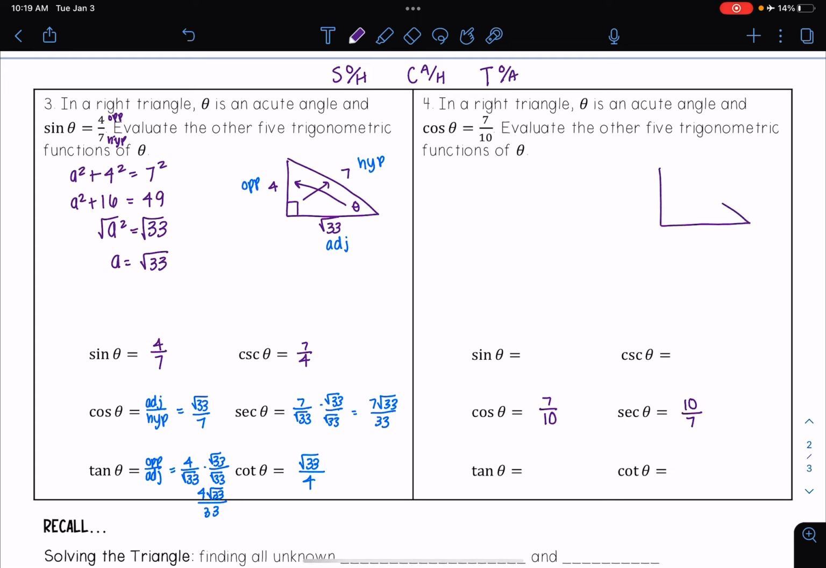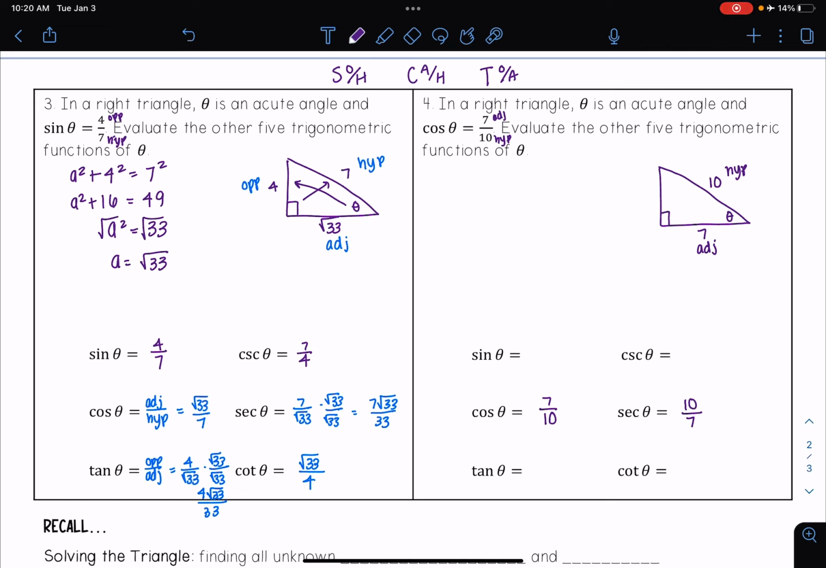Now I'm going to draw a picture so I can visually see my 3 sides. Cosine, I know from SOHCAHTOA, that's CAH, so that's going to be adjacent over hypotenuse. Drawing in my theta, my hypotenuse is opposite of my right angle, so that's going to be 10. 7 is my adjacent side, the side right next to my angle, so that's going to be right here. And so I'm just missing my opposite side.